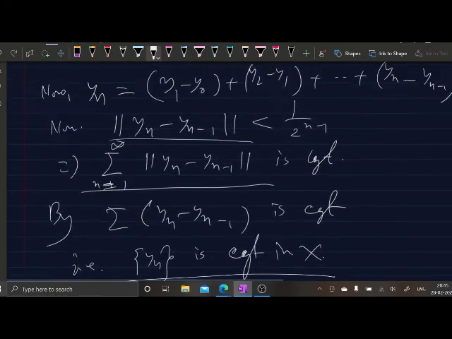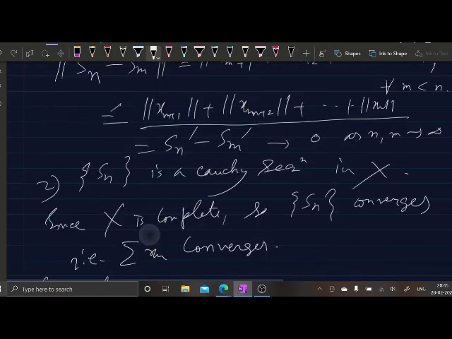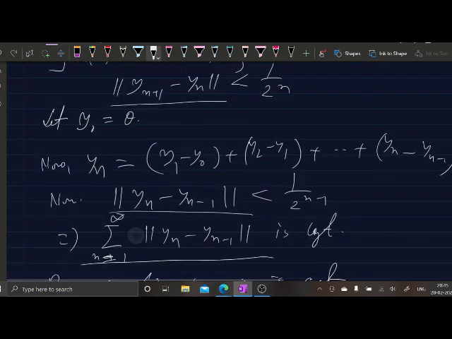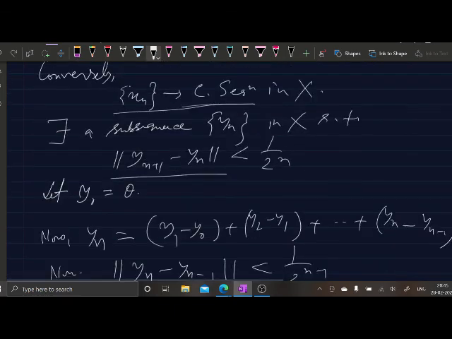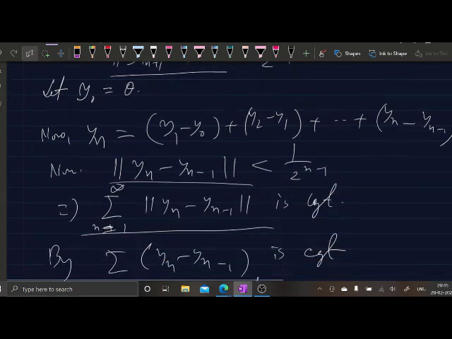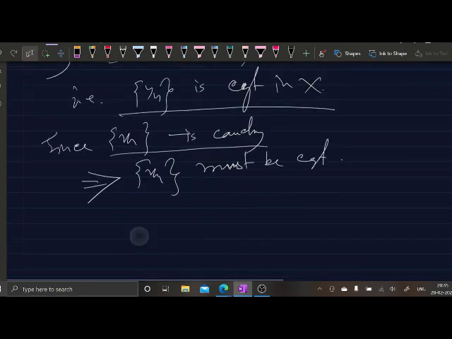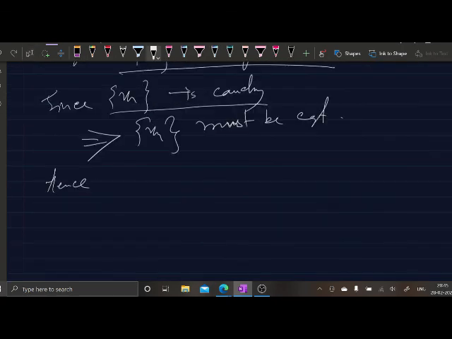So therefore the sequence xn has been taken as any arbitrary Cauchy sequence in X. Hence every Cauchy sequence converges in X. So therefore X is complete. So this completes the proof.